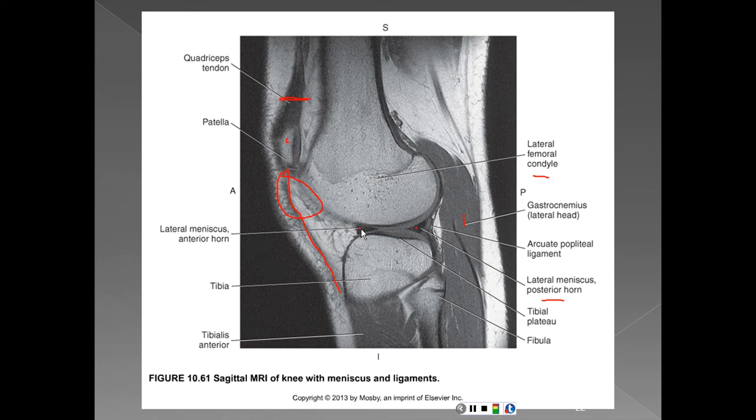The lateral meniscus anterior horn, because what they want to see is if this cartilage is detached, and they want to see if there's any soft tissue free floating in this meniscus. Because if it's free floating in this meniscus, then you have a torn knee, torn cartilage. Okay, arcuate popliteal ligament.